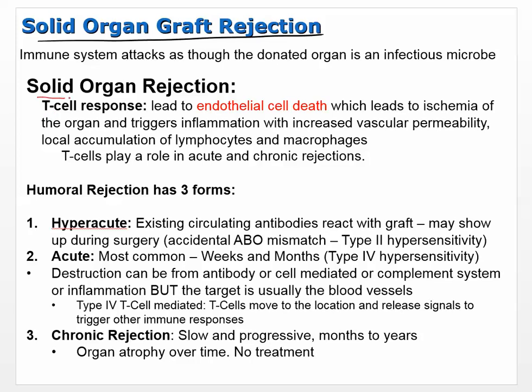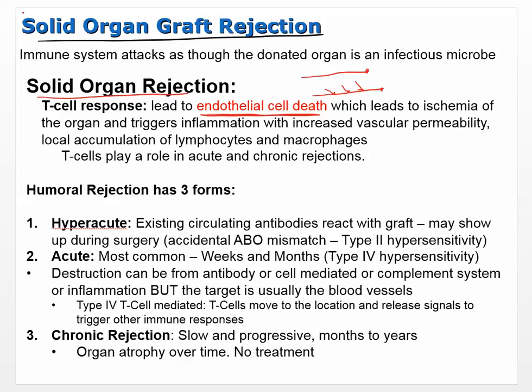So solid organ rejection: you give somebody your kidney, there's a T cell response, which indicates this is going to be a type 4. The T cell response leads to endothelial cell death. When we think endothelium, we think the inside of blood vessels. The reason it's the endothelial tissue is that when you hook up an organ, you have to attach blood vessels. It needs a blood supply.